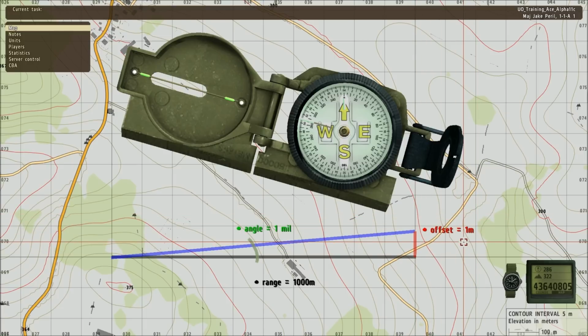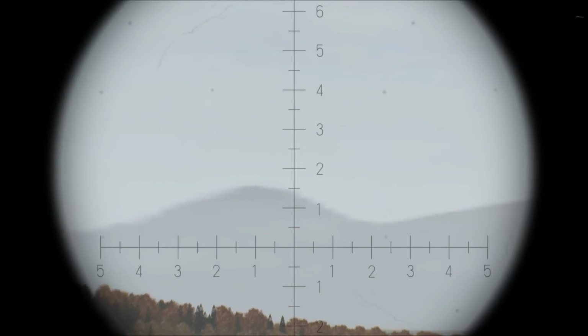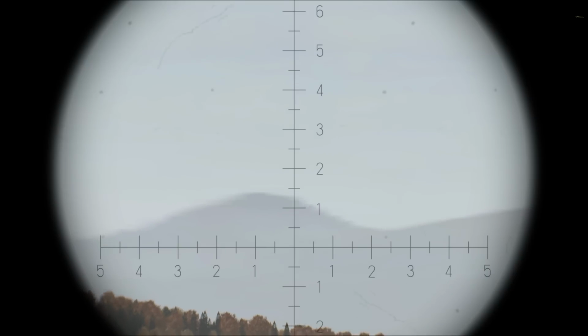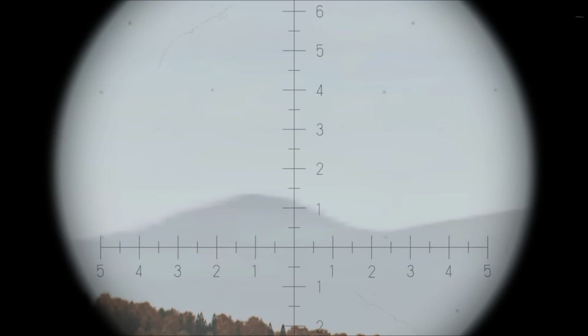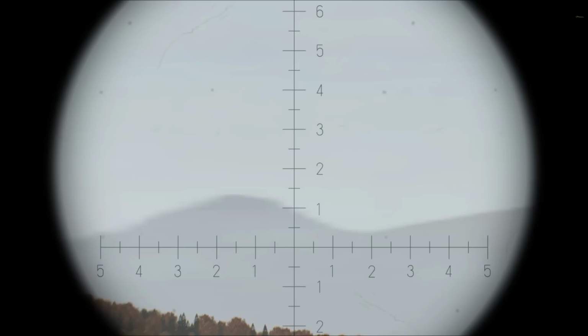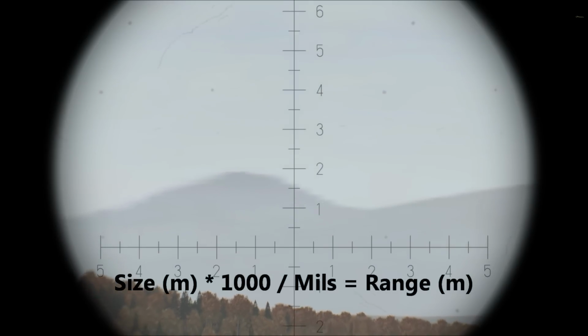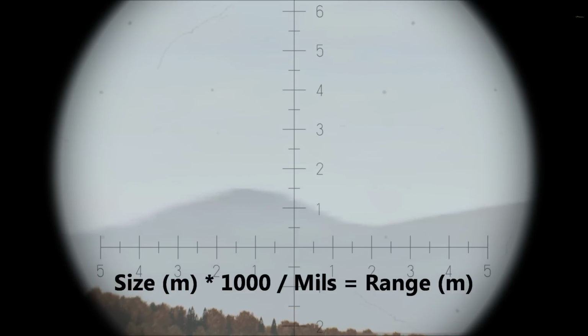We will use this to calculate distances to 3 different man-sized or man-made targets in the game world. When using the binoculars, you will notice a scale imprinted on it. This scale displays mils offset from the center point in increments of 10, meaning that the 1 on the scale corresponds to 10 mils, the 2 to 20 mils, and so on. I have placed the 3 targets at different ranges from my position, and we will use the following formula to find their distance from me. Estimated size in meters times 1,000 divided by measured mils equals range in meters.